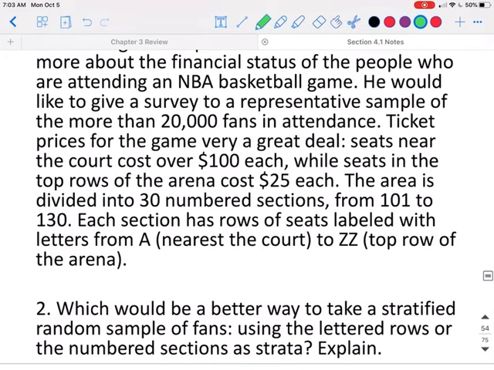Which would be a better way to take a stratified random sample of fans? Using lettered rows or to use the numbered sections as strata? Now remember, strata, you want the people in the strata to be as similar as possible. Since the seats that are closer to the court are more expensive and the seats at the top are less expensive, you would want to do it by row. So we would want to select our strata by the letter of their seats, not the section of their seats, so that the people in those seats paid roughly the same amount of money for their tickets.